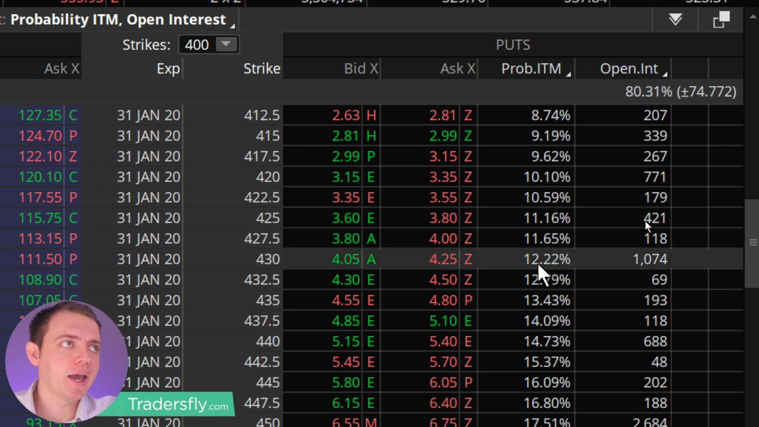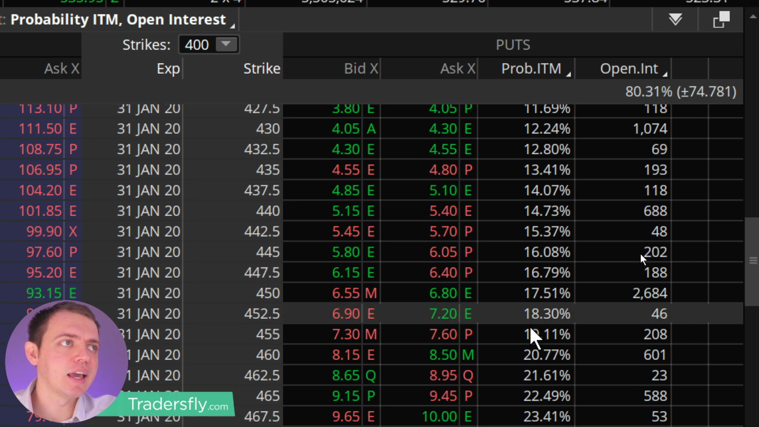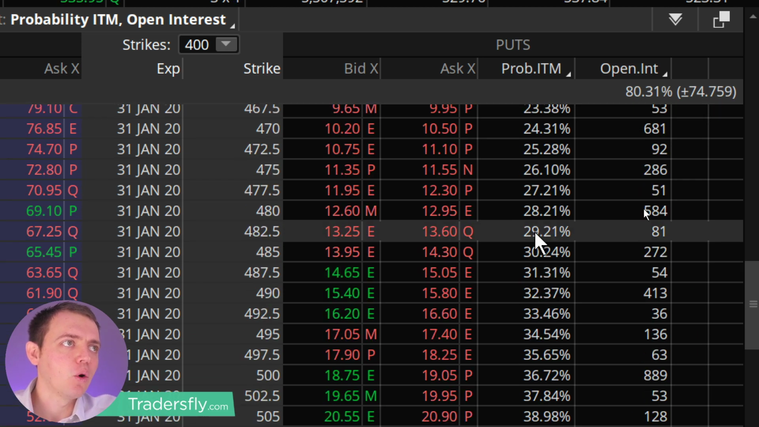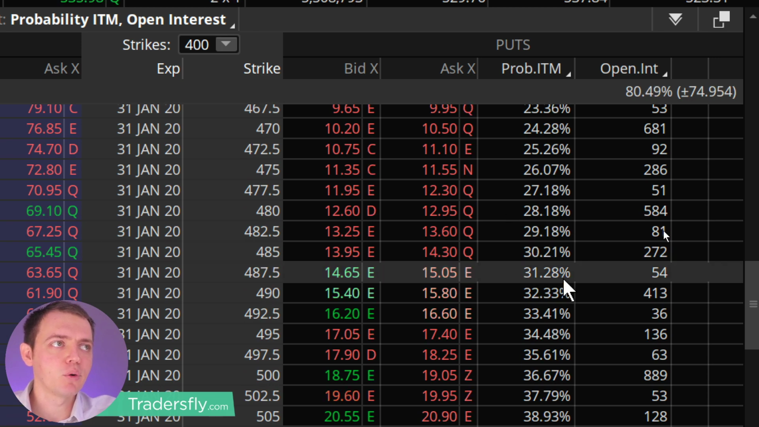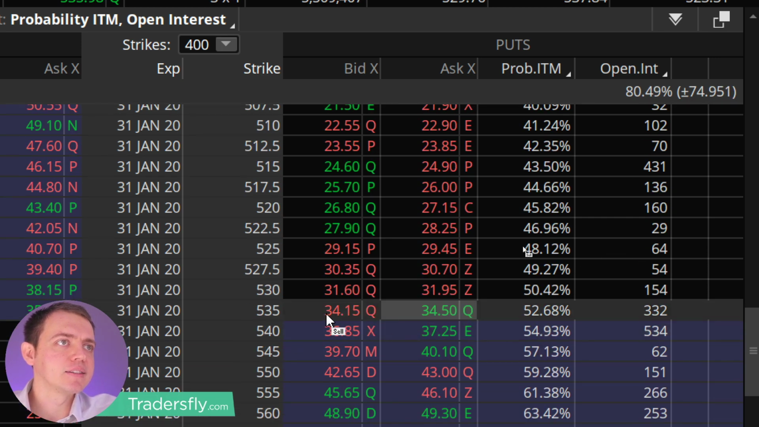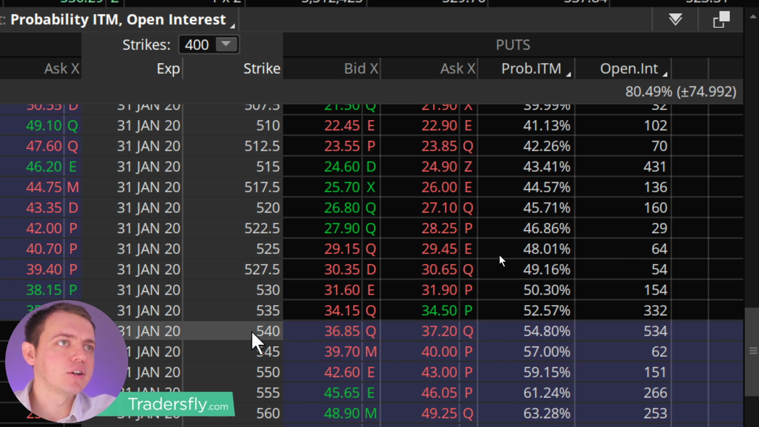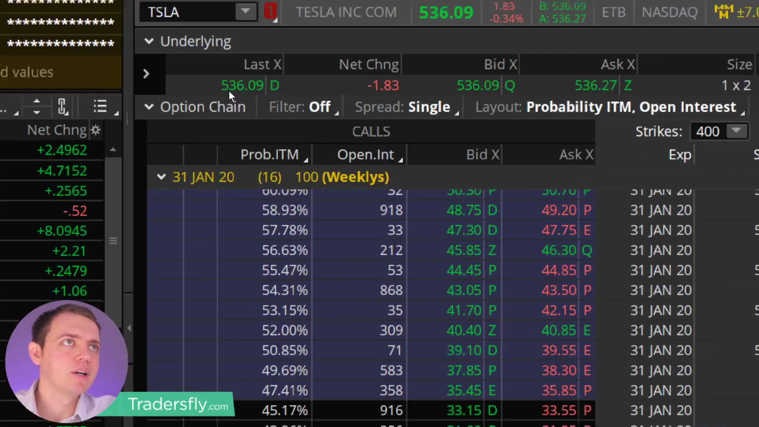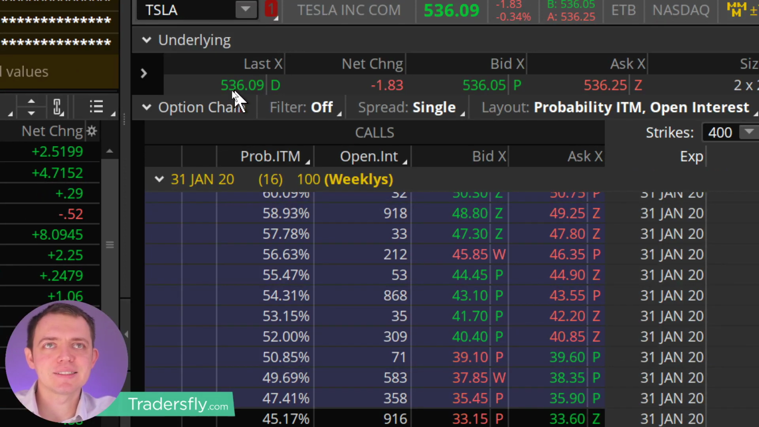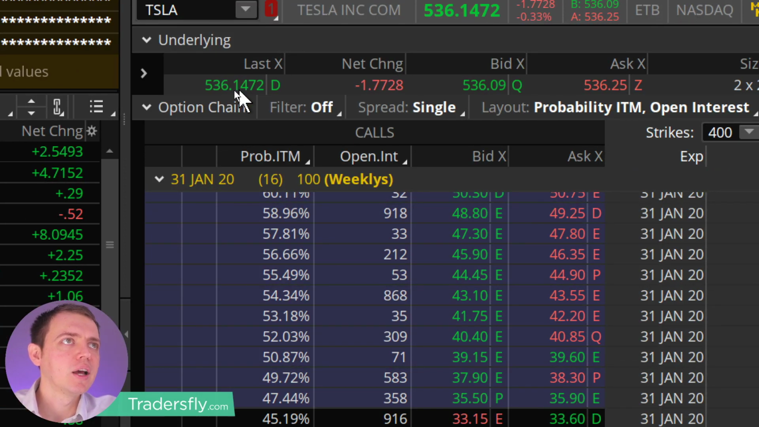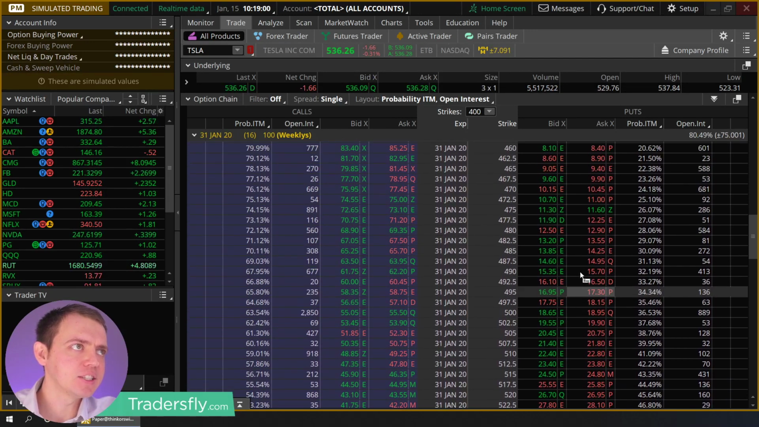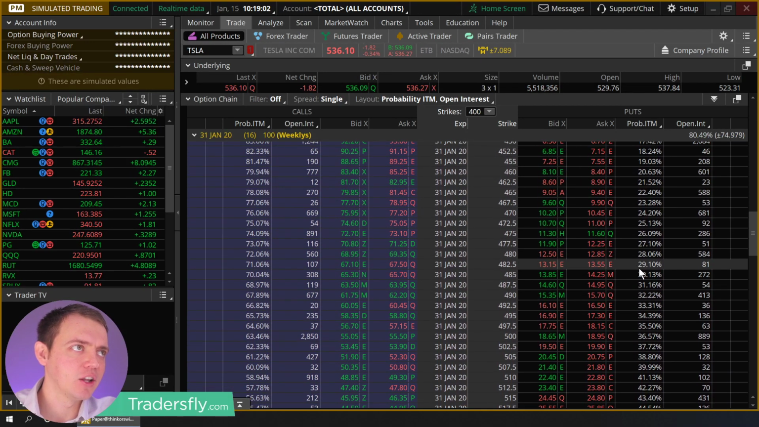So let's say this later becomes a 20%. That's a lot closer to the current price. Or it becomes a 30%, now you're at the 485, and it continues, getting closer to the money at the 540. When we look at Tesla right now, the stock price is 536. That's huge, right? It skyrocketed quite a lot, and it's an interesting stock to play with a lot of this volatility.